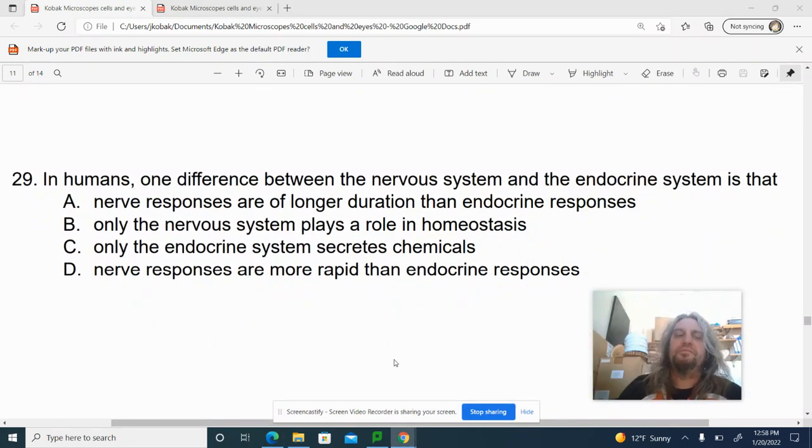Question 29. In humans, one difference between the nervous and the endocrine systems is that A. Nerve responses are of longer duration than endocrine responses. B. Only the nervous system plays a role in homeostasis. C. Only the endocrine system secretes chemicals. D. Nerve responses are more rapid than the endocrine responses.